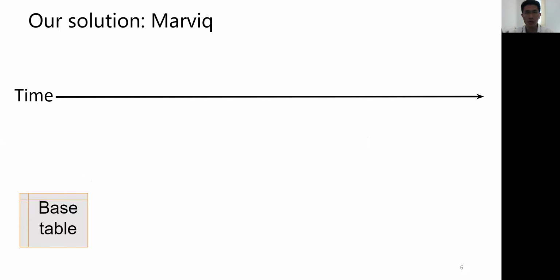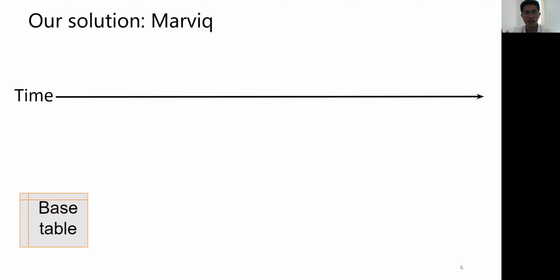Our solution, called Marviq, addresses this problem by dividing the entire data domain into intervals. It can be used with multiple attribute conditions, different visualization types, etc. Here, for simplicity, we take a single attribute and scatter plot as the example. In our paper, we presented all the generalizations.